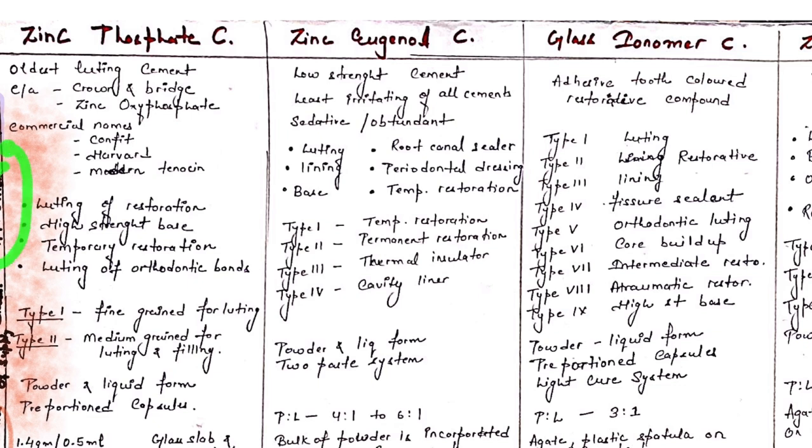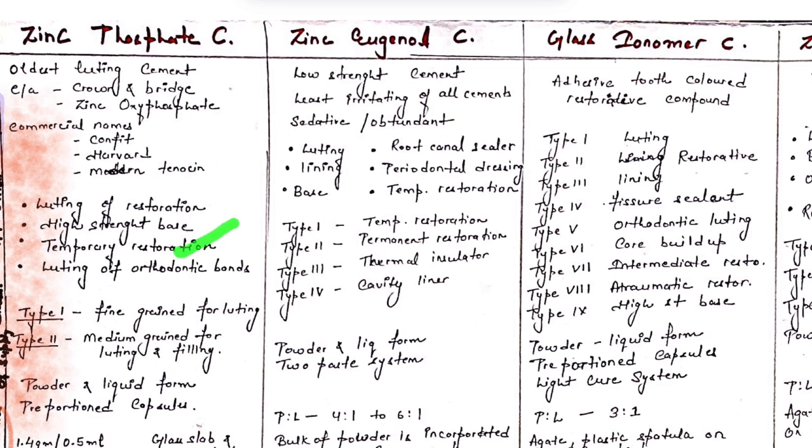Then we talk about the applications. So where it is used, it is used in the luting of restoration. As we said, it is a luting cement. It is used for high strength base. So base is something we apply when we make a cavity. If this is your tooth and you made a cavity, you apply a base over here before filling in the amalgam or any other restoration to protect the pulp. So this can be used as a high strength base.